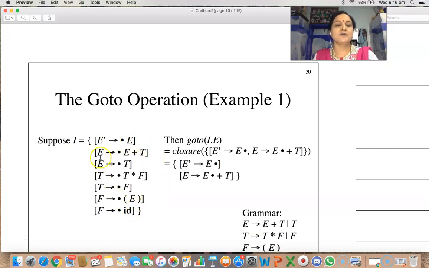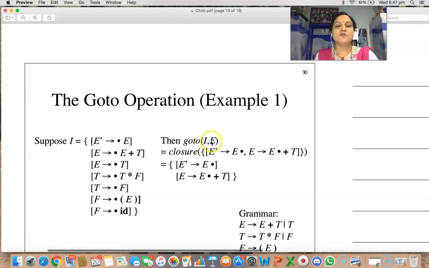So how do we compute the goto of this I? After the dot, whatever symbols are there, we are going to take that transition in the DFA. So goto(I, E). E is one of the grammar symbols. So how do we compute goto(I, E)? We compute it by computing the closure.